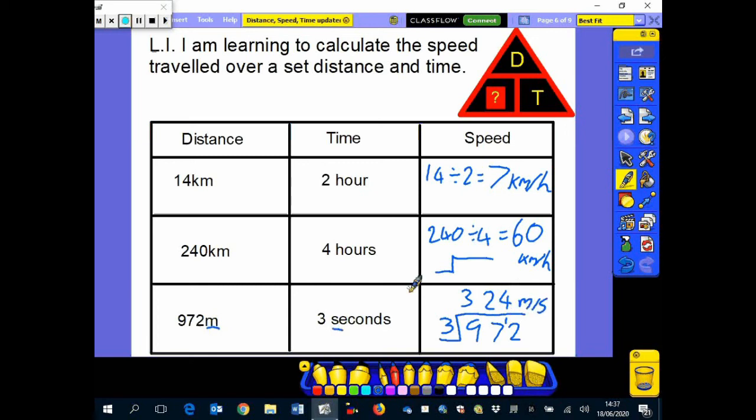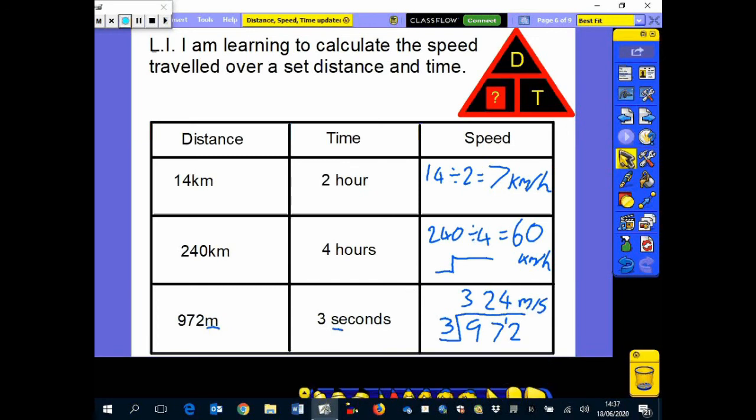So there you go guys, that's how you do it. If you need to work out the speed, you just do the distance divided by the time, or distance over time.